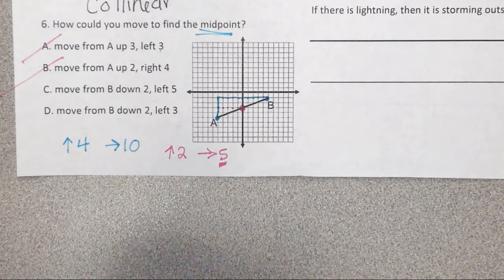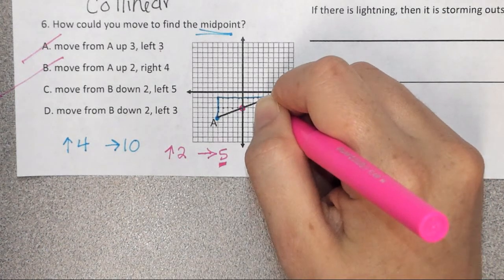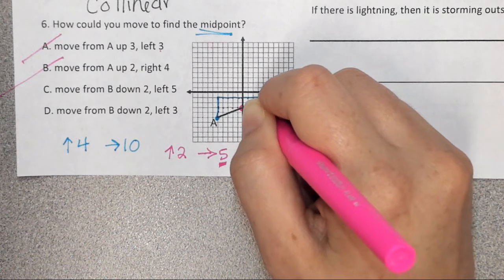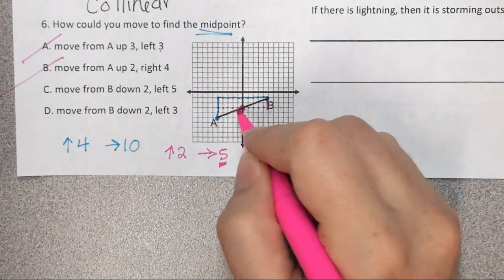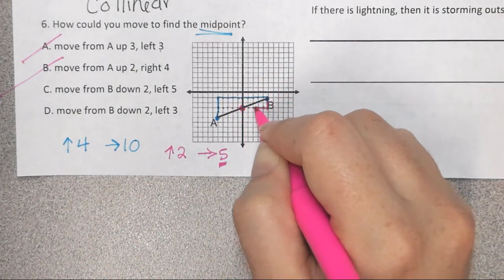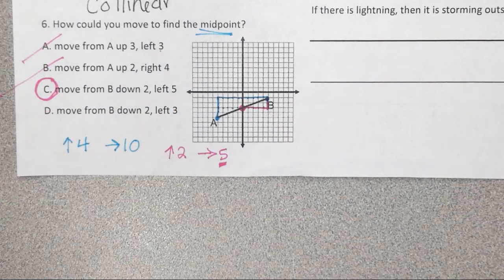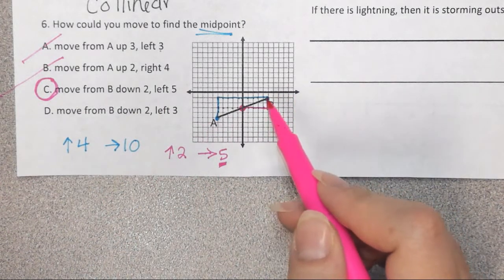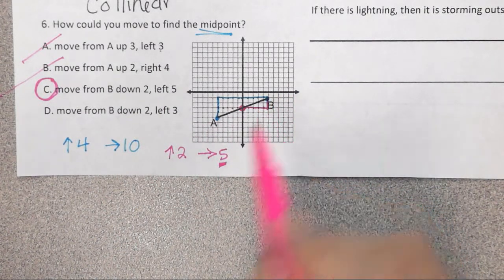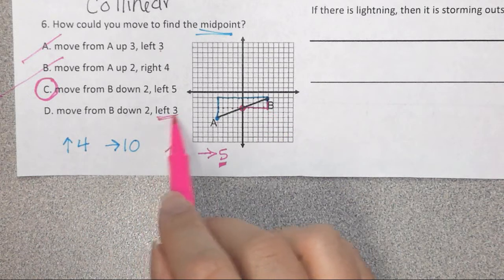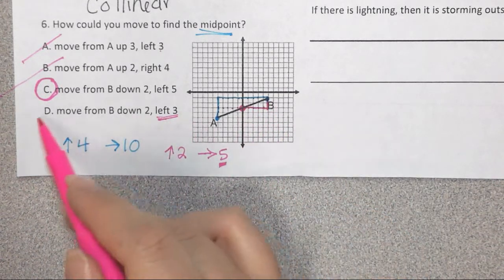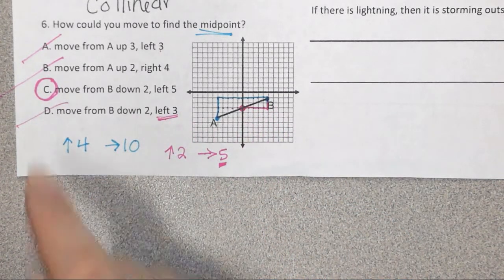C says that we would go down 2 and left 5. So notice that takes us to the same place if we go down 2 and left 5. So it's answer choice C. D says down 2, left 3. That would not be enough. It would stop short. So it's C.